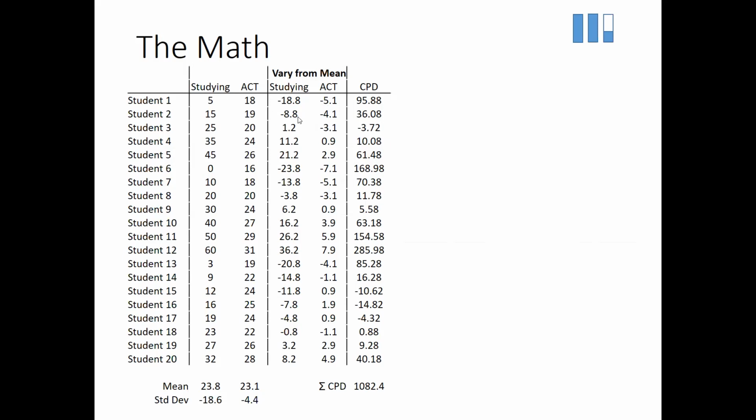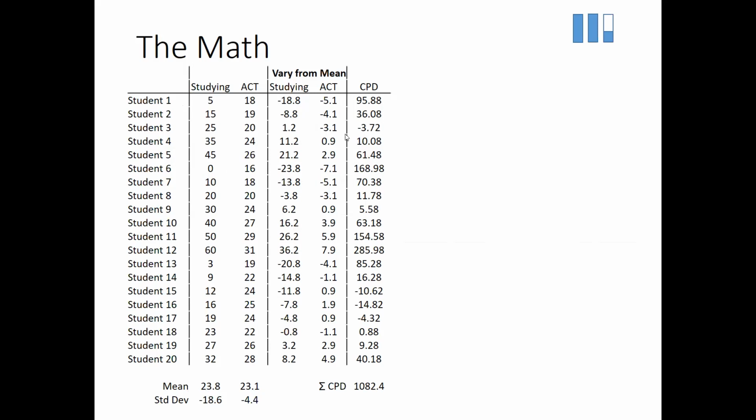Variance for student 2 takes the same calculation. What is the difference between the 15 and 23.8, and what's the difference between 19 and 23.1, right? We calculate this for every student. If you've got the raw data, all you need is 2 equations in Excel, and you can drop them all the way down, right? Well, we know that the average study time and the average ACT score, that's easily figured out, right? Just do an average calculation. We also know the standard deviation because, again, that's a very easy Excel formula too, standard deviation.